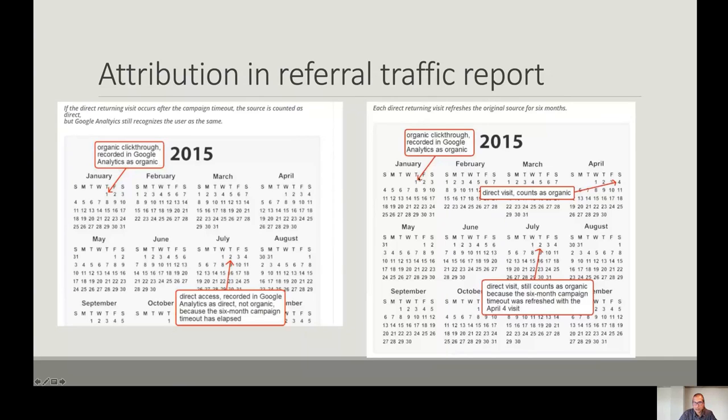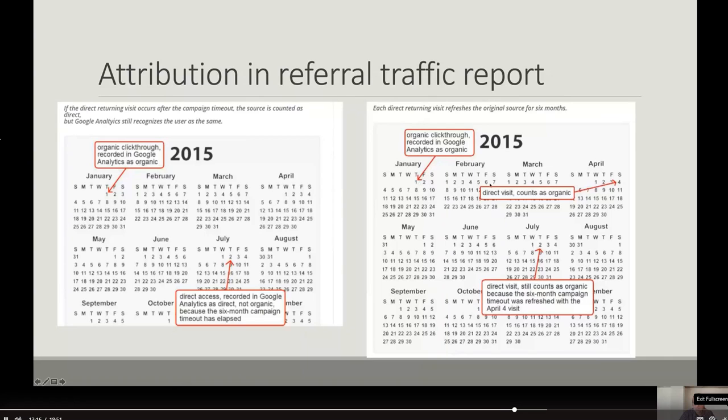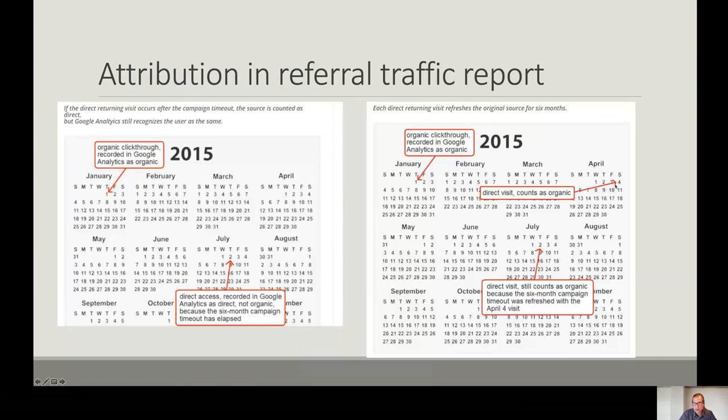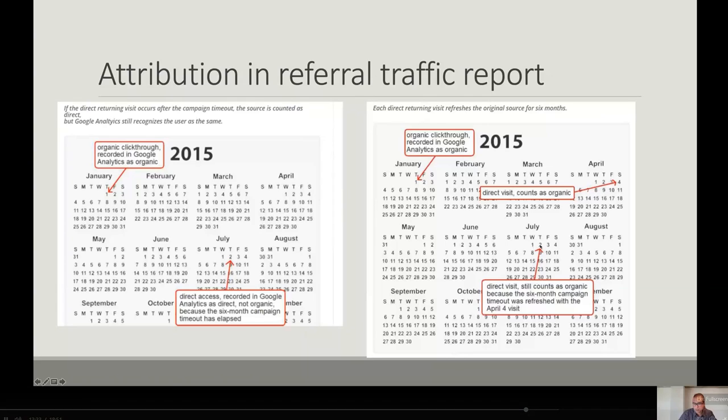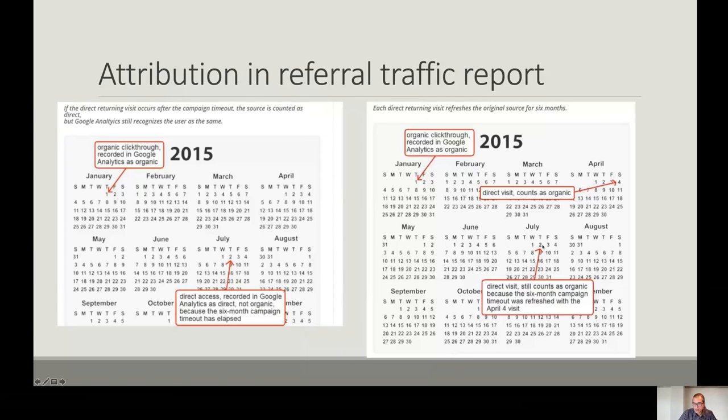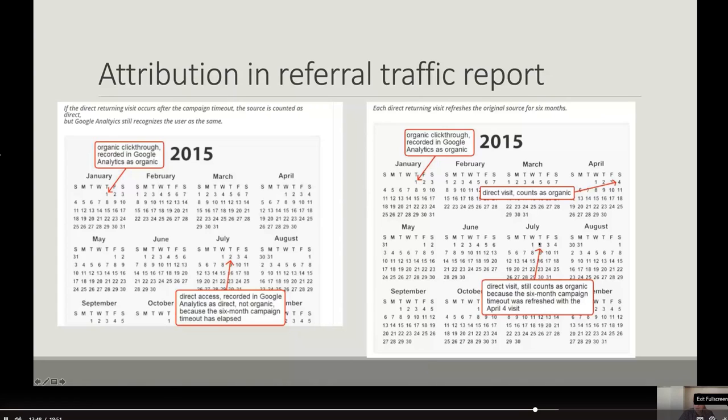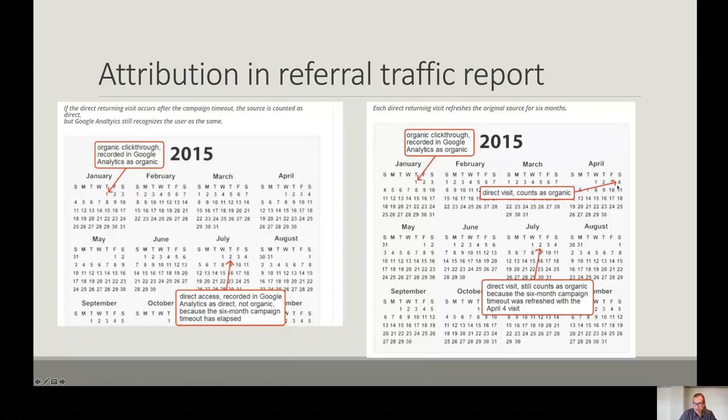Okay, so here the organic click happened on January 1st. Then the user came in as a direct visitor on April 4th. And this April 4th visit still is attributed to the organic click, right? Because less than 6 months have gone by. Then the user comes in again on July 2nd through a direct visit. But once again now, even though more than 6 months time gap has occurred between January 1st and July 2nd, this will still count as an organic visit, because by visiting the website on April 4th, the user has reset the clock in some sense.